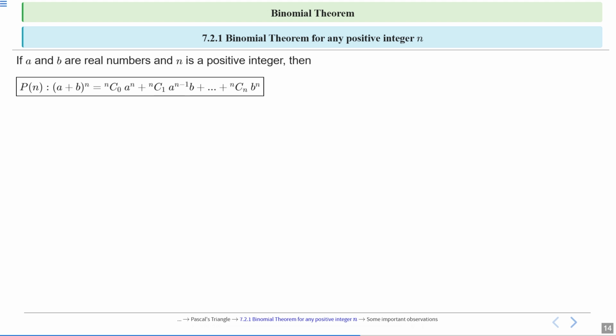Where nCr is equal to n factorial upon r factorial times (n minus r) factorial, for 0 ≤ r ≤ n.